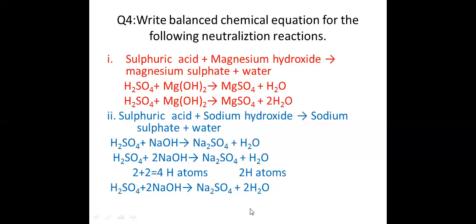4 hydrogen atoms at the left side. And now after multiplying water by 2, we have 4 hydrogen atoms at the right side. So the equation is balanced.